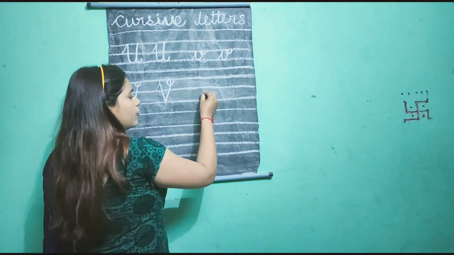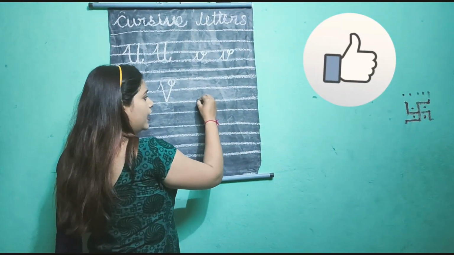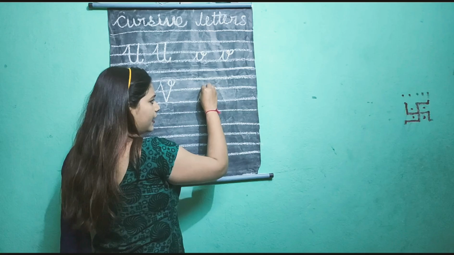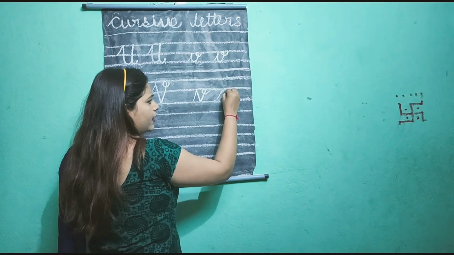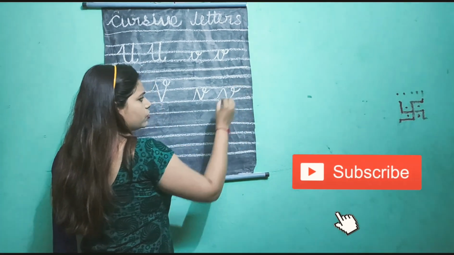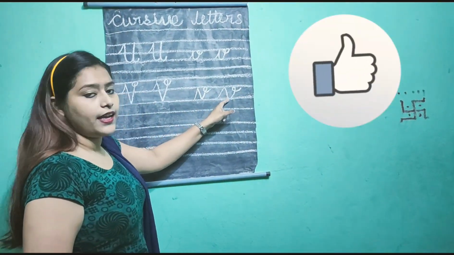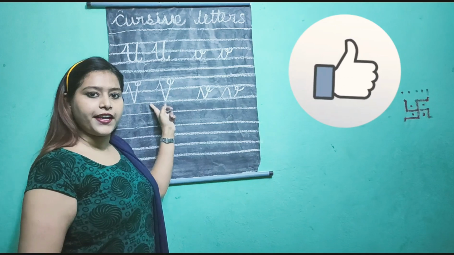Now the small letter will start from the middle line, then a small curve like this. So this is small V and this is capital V.